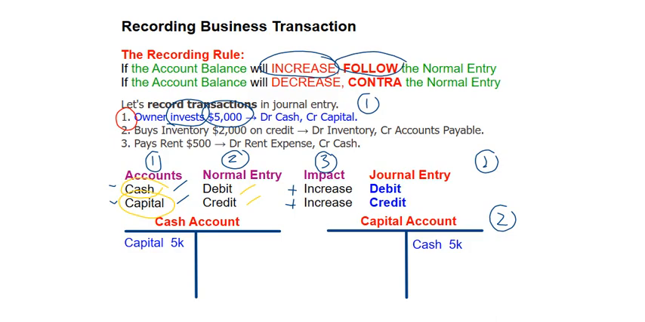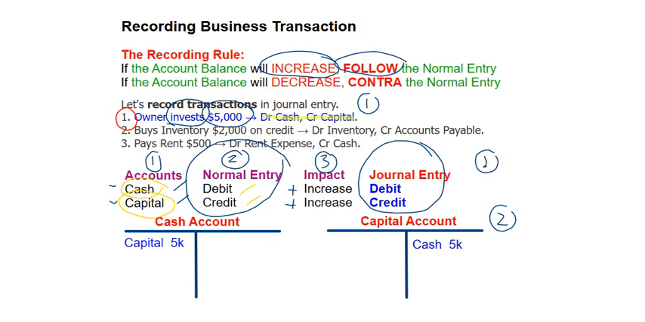So the normal entry here will be reflected as your journal entry. So how are you going to record it? You're going to record it like this. Debit cash, 5,000, and credit capital, 5,000. So what's the next step? The next step is for you to post it to the relevant accounts.